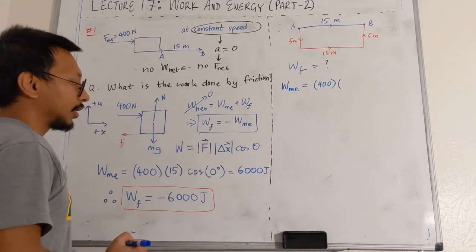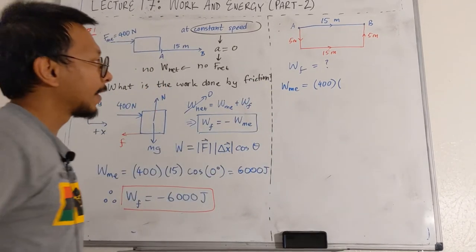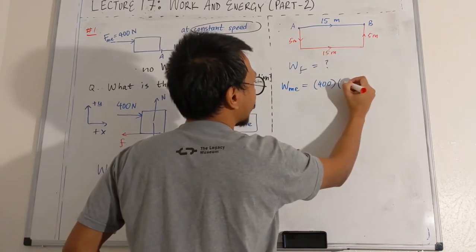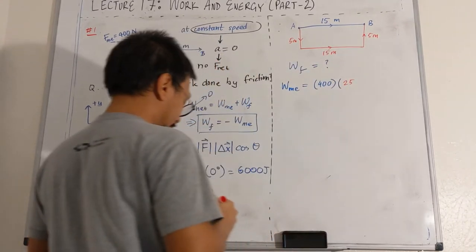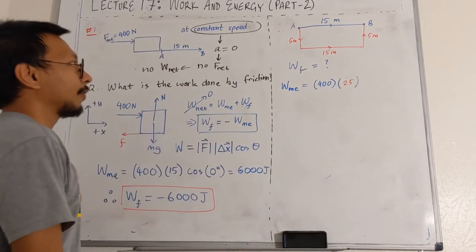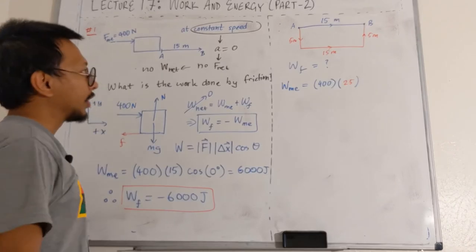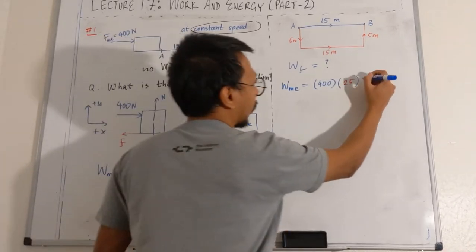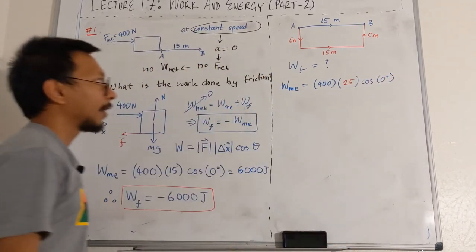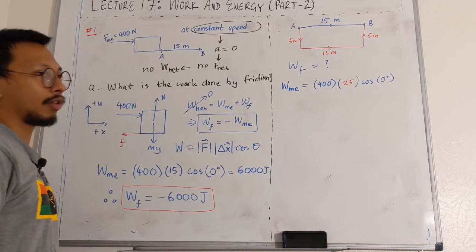Now what is the distance? The distance has now changed. The distance, let's write it in red, is now 5 plus 15, which is 20, plus 5 is 25 meters. That's the new distance. Alright, cosine of theta. Now what is the cosine of theta? Well, it is still cosine of 0, right? Because the force is still horizontal, the distance covered is still horizontal.